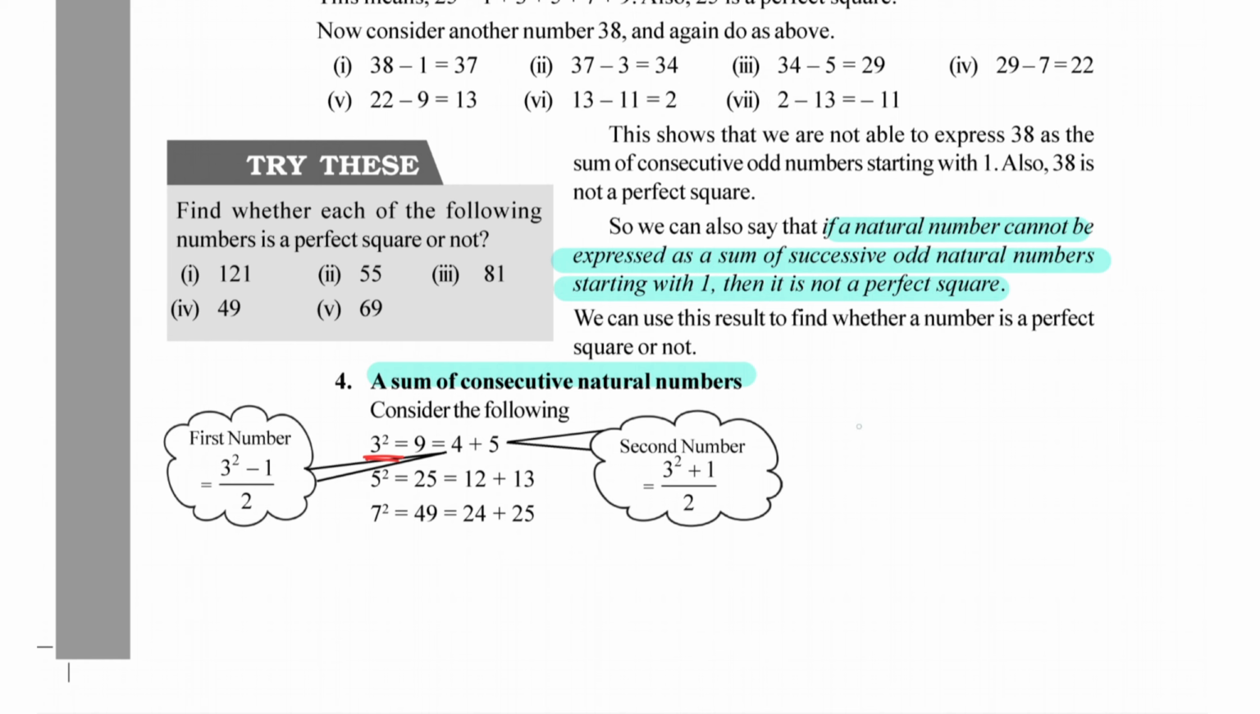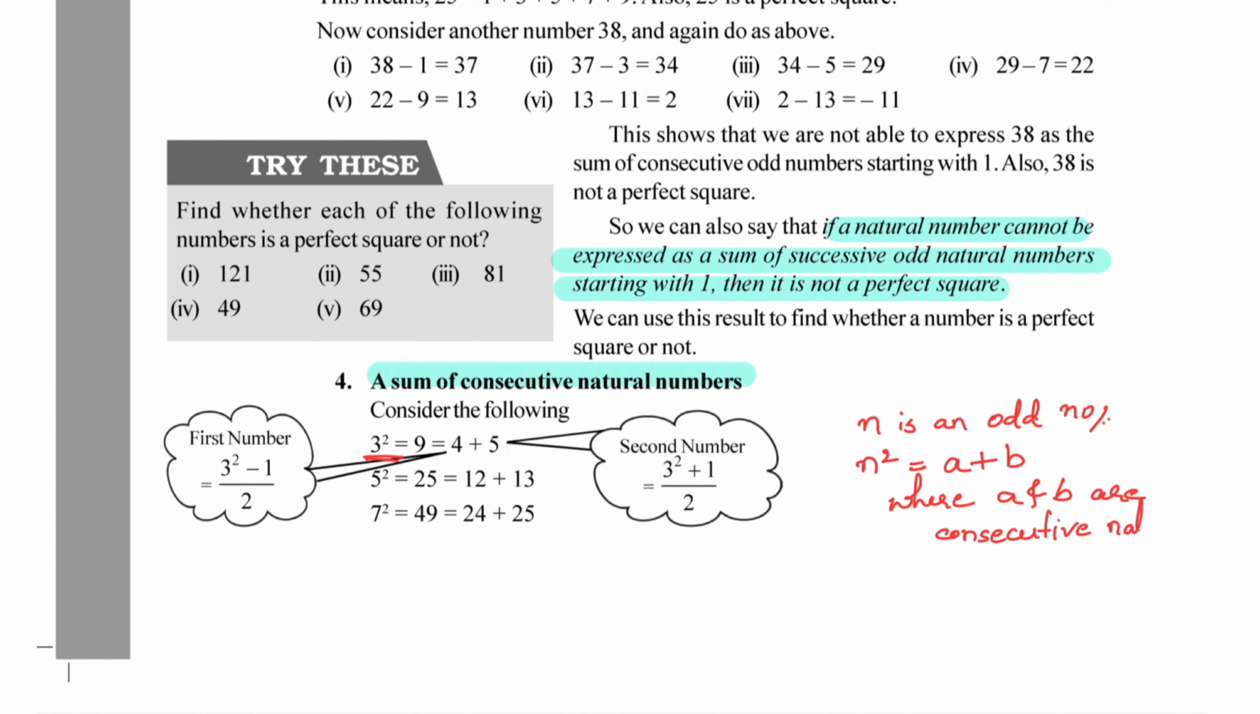Say if you consider in general n is an odd number, n square can be written as the sum of two consecutive natural numbers. So here I'll write a plus b, where a and b are consecutive natural numbers. So it can be written like this.